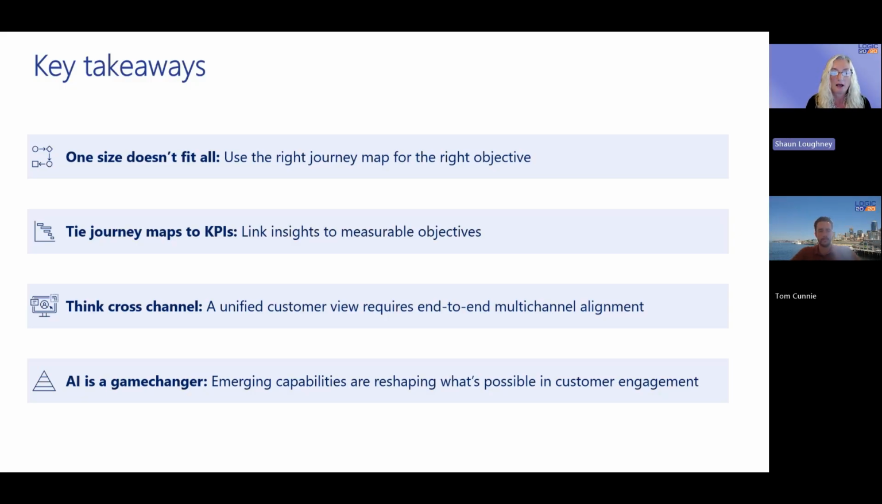Think cross-channel. A unified customer view requires end-to-end multi-channel alignment. Use the different departments: marketing, sales, services, billing. Be sure to include all of those in your journey maps. As Tom said, AI is a game changer. Emerging capabilities are reshaping what's possible in customer engagement. We learned that there are 3 levels of implementation, and that we can use AI in multiple areas of the journey map to make them more proactive.